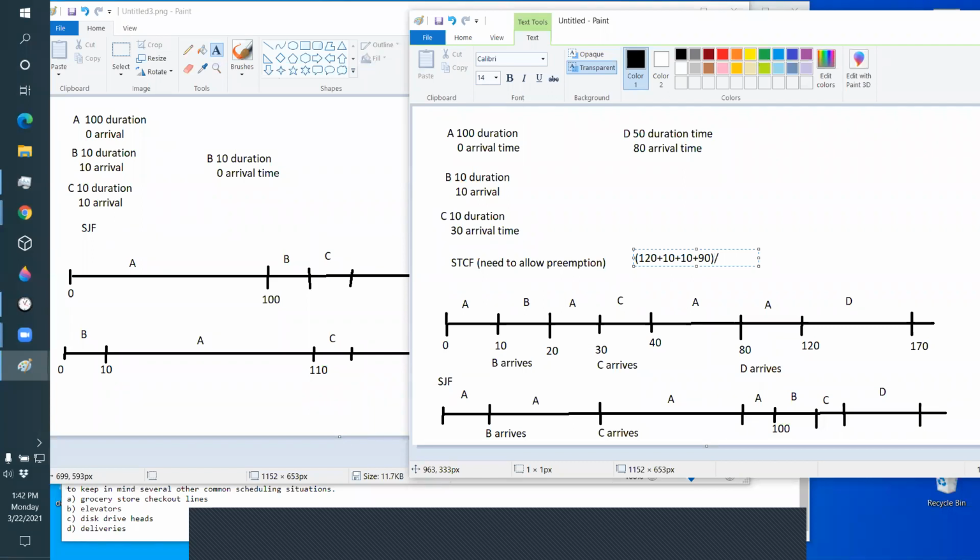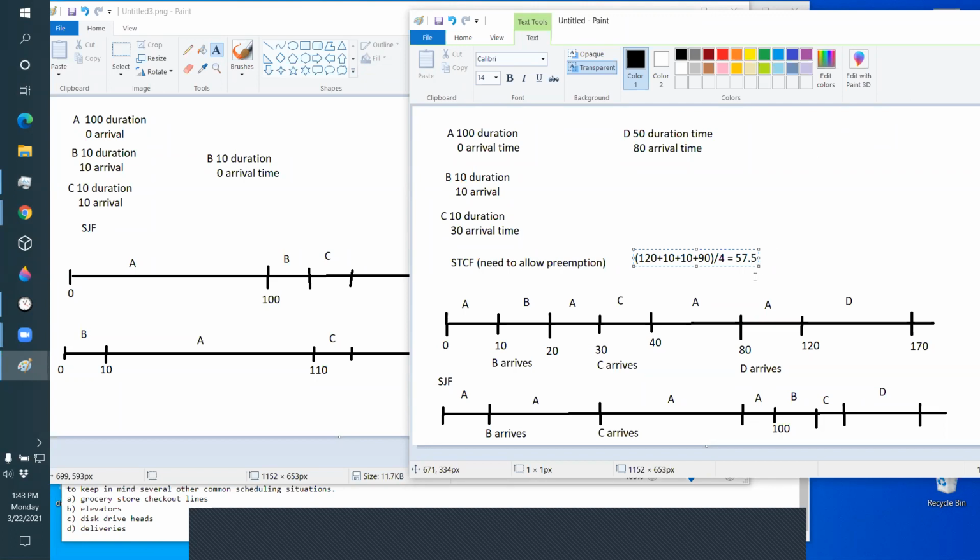And then we would divide that by 4. So you could do the arithmetic. Anybody do that in their head? So that's 140, 230. What's 230 divided by 4? It's about 58. 57.5.